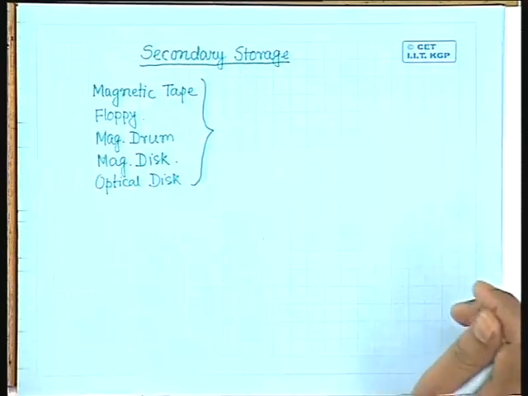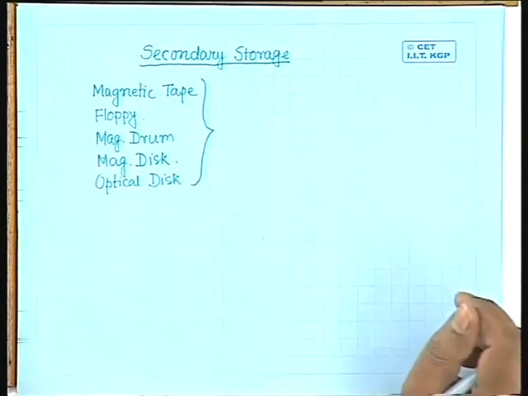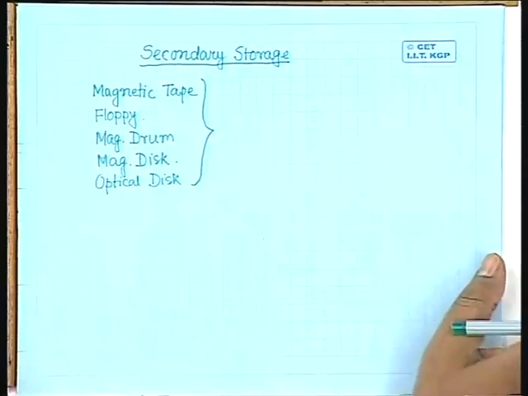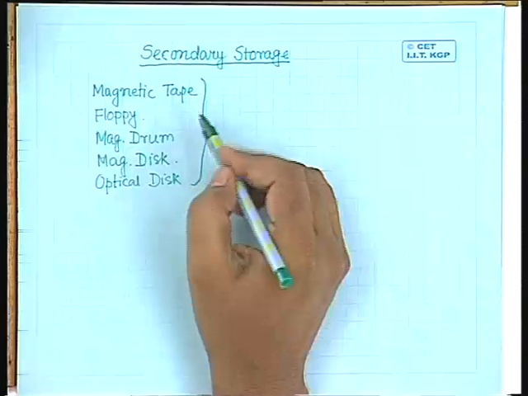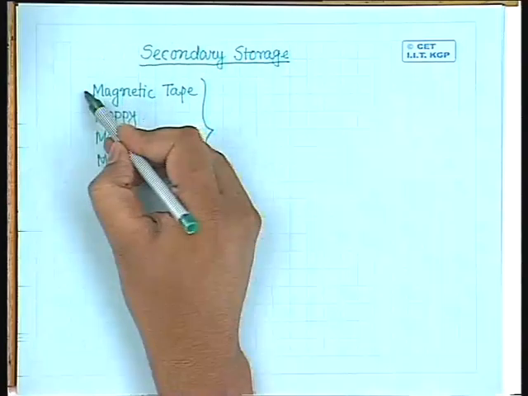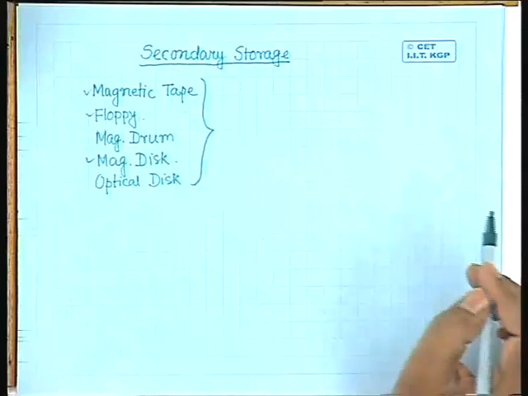And whenever we want to access any data from any of these secondary storage devices, we have to access the data in the form of a block. Either we have to write an entire block onto the secondary storage, or we have to read a complete block from it. From the secondary storage, we cannot access any particular byte or any particular character. Now, we will mainly discuss the typical characteristics of magnetic tape, floppy, and magnetic disk.